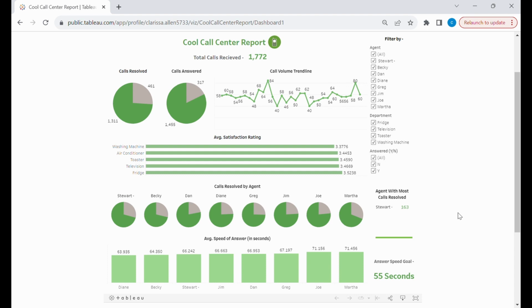As you can see, at the top of our dashboard, we have total calls received in the month of January. We decided to plot these calls on a trend line, showing the volume throughout the month. That way we could see which days had the highest amount of calls and the lowest amount of calls.